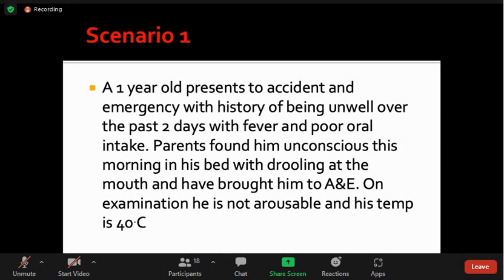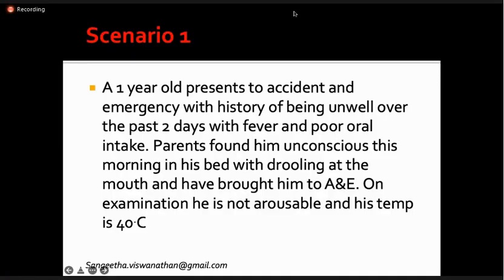Okay, so let's start with this scenario. A 1-year-old presents to accident and emergency with a history of being unwell over the past 2 days with fever and poor oral intake. In the morning, parents have found him unconscious with a bit of drooling, and they've brought him to A&E. So when he comes to you, he's not arousable. He's got a bit of a temperature. His temperature is 40. What do you think?